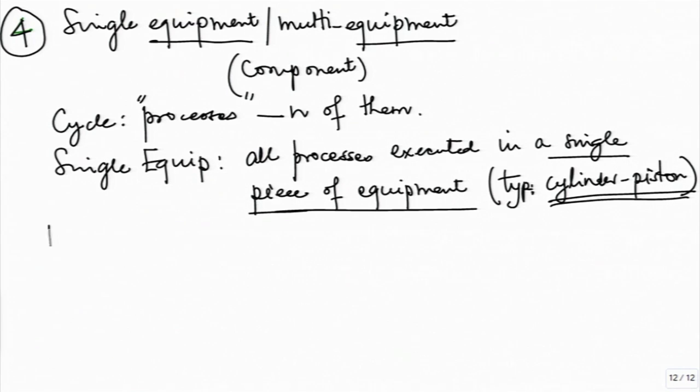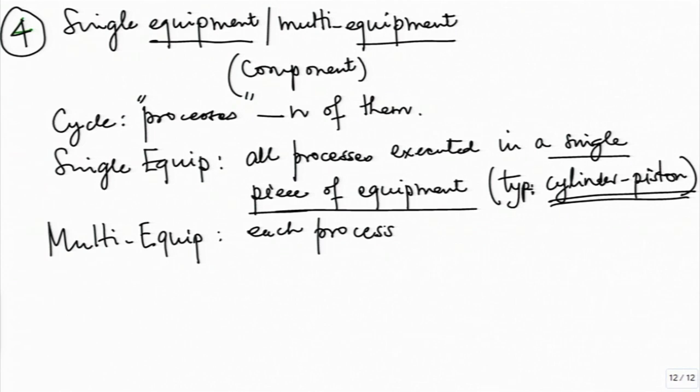The multi-equipment plant, on the other hand, almost always each process has associated with a piece of equipment. That means different processes have different pieces of equipment. So, for compression, there is a piece of equipment like compressor. For expansion, there is a piece of equipment called expander or turbine. For heating up, there is either a heater or a boiler. For cooling, there is a cooler or a condenser. For pumping, there is a pump. For compressing, there is a compressor. Each one a specialized piece.